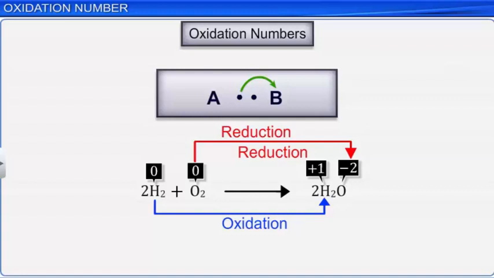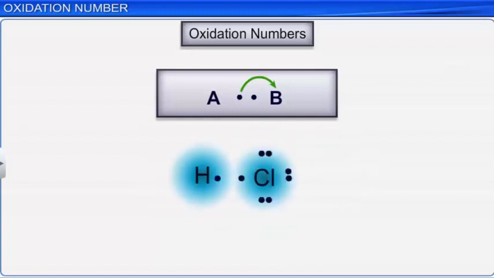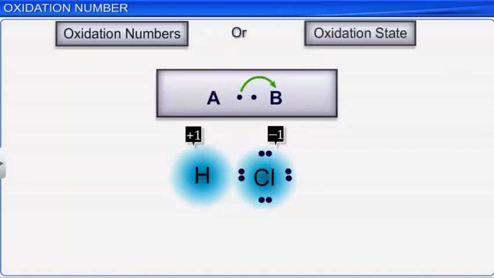Note that the electrons in a covalent bond don't really get transferred. It is only a hypothetical assumption made for the purpose of understanding redox equations. Oxidation number is defined as the charge or the apparent charge that an atom in a compound or ion would have if all the electrons in its bonds belonged entirely to the more electronegative atom. Oxidation number is also referred to as oxidation state. We will be using the term oxidation number throughout this module.